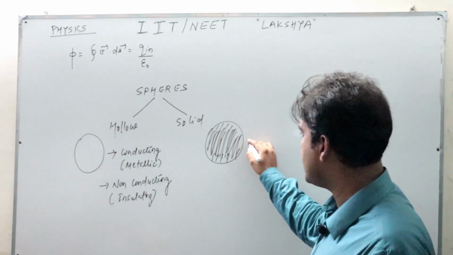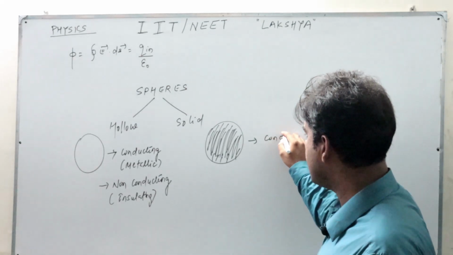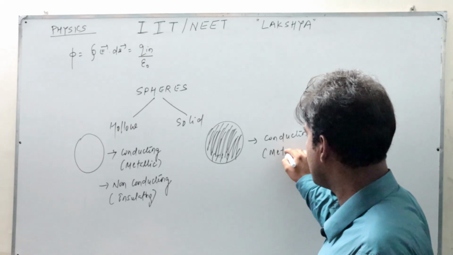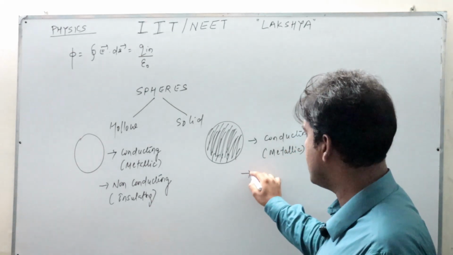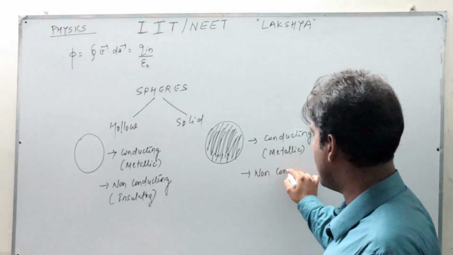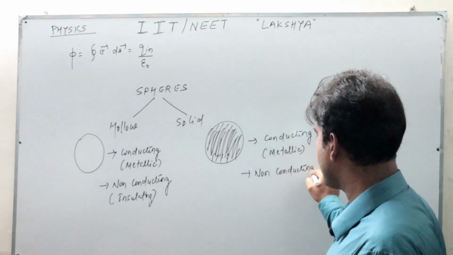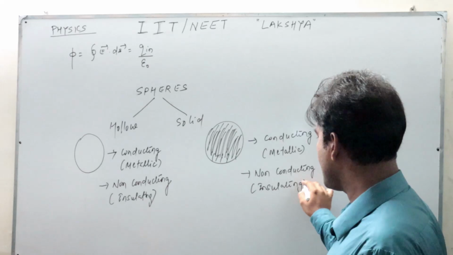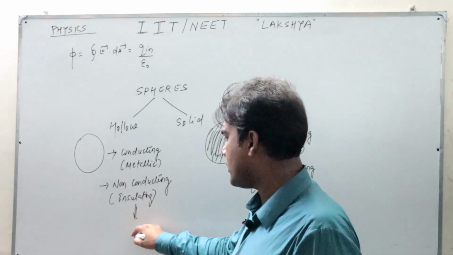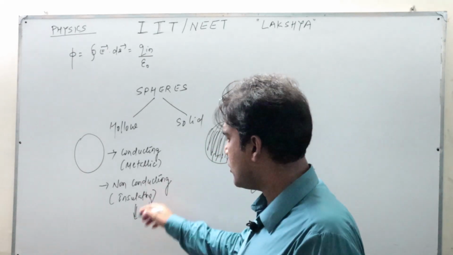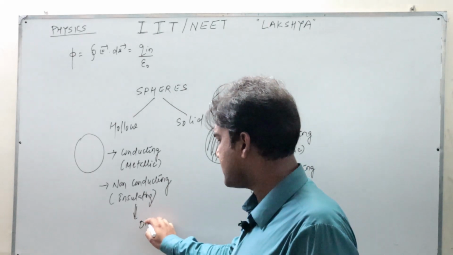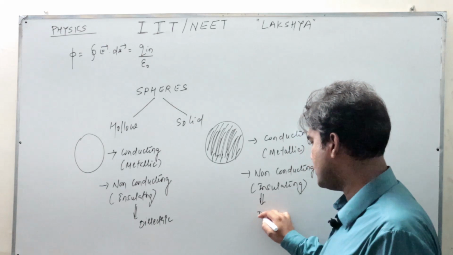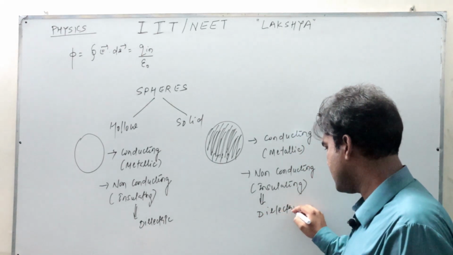Same in solids also there can be two cases. One is conducting, metallic conducting, and another can be non-conducting, and non-conducting body is also known as insulating. There is one more word for insulating body, non-conducting, which is dielectric. Some textbooks use this word also, dielectric.